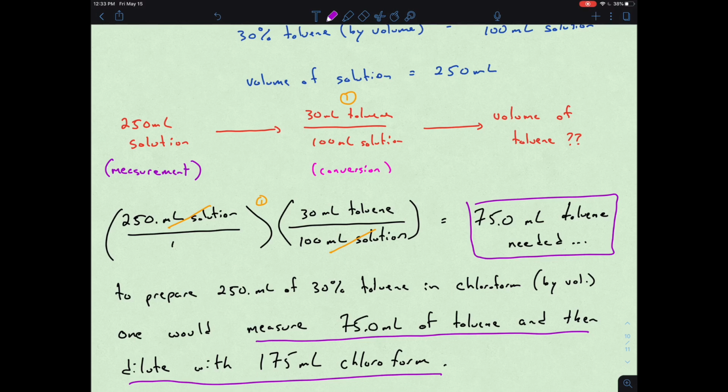So that's how we can use these, specifically volume percent, but we can do the same thing with mass percent, is using it as a conversion feature for us.